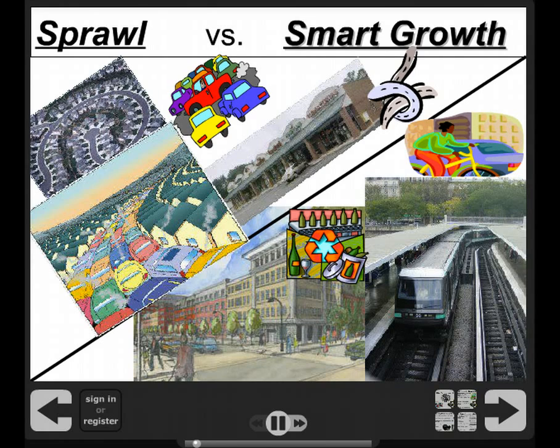What I want you to do in this slide is I want you to use the information we just went over on the previous slide and describe which set of pictures is smart growth, which set of pictures is sprawl. I'm not going to help you with this, but I'm pretty sure you can do this on your own. Take as much time as you need. You might have to go back to the previous slide to review the differences between smart growth and sprawl. This will help you remember these two concepts for the HSA.